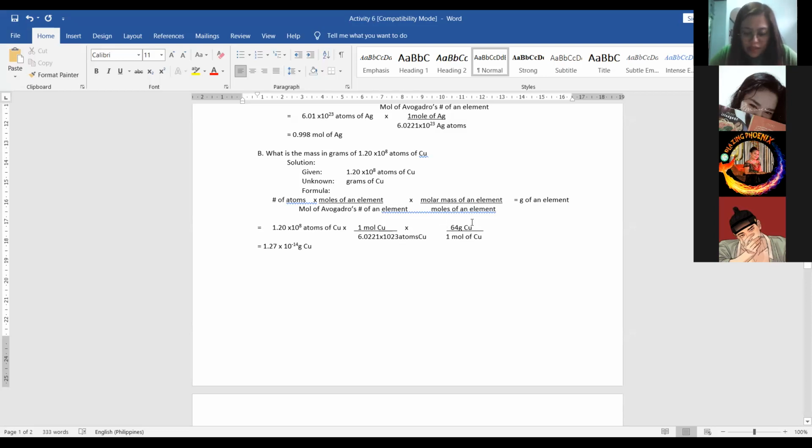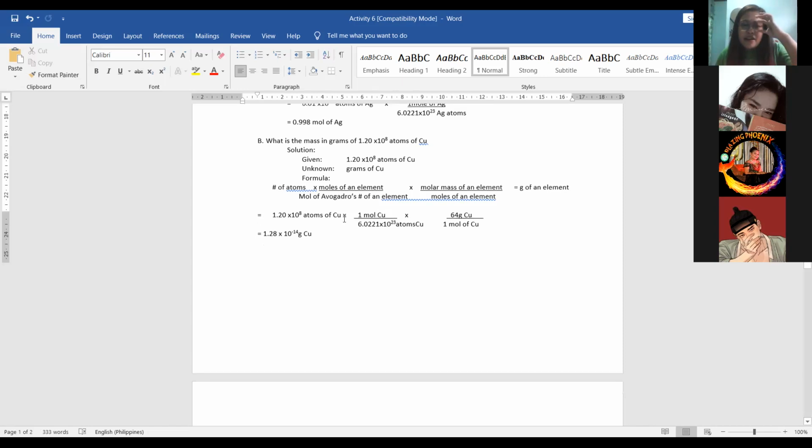So, 1.20 times 10 raised to the power of 8 times 1 times 64, and then divided by 6.0221 times 10 raised to the power of 23. So the answer is 1.28 times 10 raised to the power of negative 14 grams of copper. So, ana lang nato siya pag-solve.